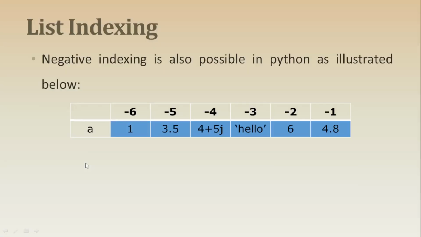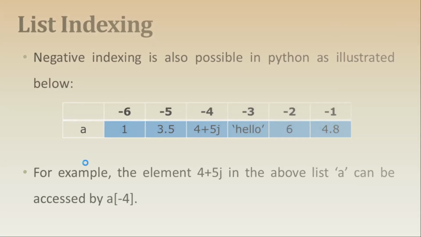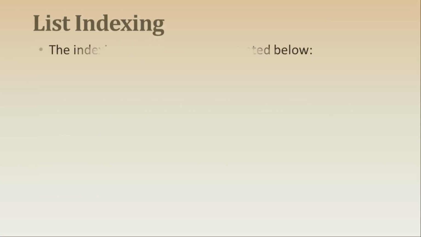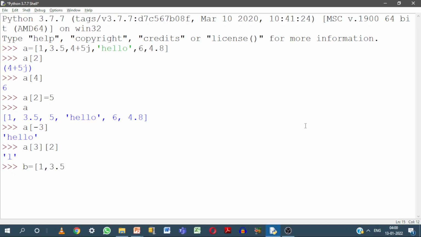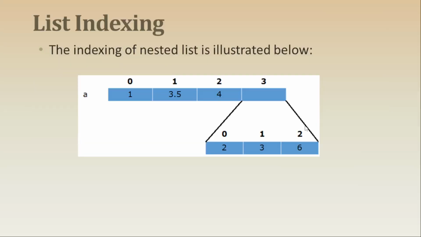The same concept applies to the nested list. We talked about nested list earlier. See here, we have this nested list. The first element is 1, second element is 3.5, third element is 4, and the fourth element is a list 2, 3, 6. So within that list, we have indexing starting from 0, 1, and 2. If I want to access the element 6, this list is in location 3. So first I have to give a of 3. Within that, the index of 6 is 2. So I will give 2. Let us try this out. I will give a new variable b, and I will create that nested list 1, 3.5, 4, and within square brackets I have 2, 3, 6.